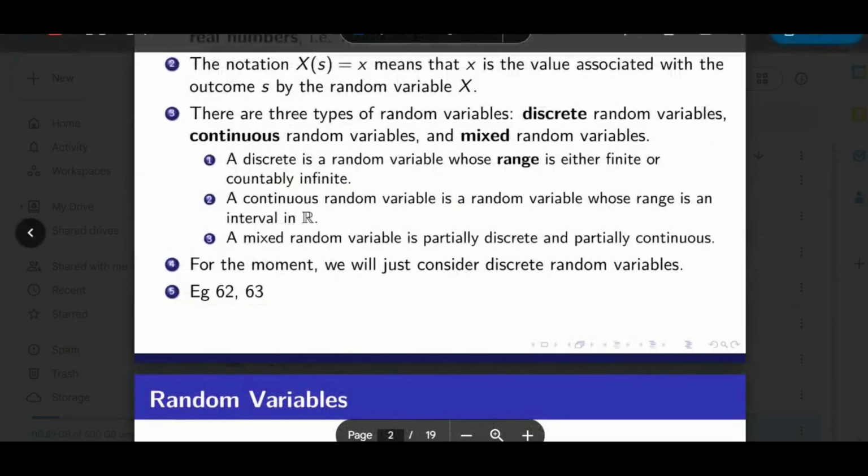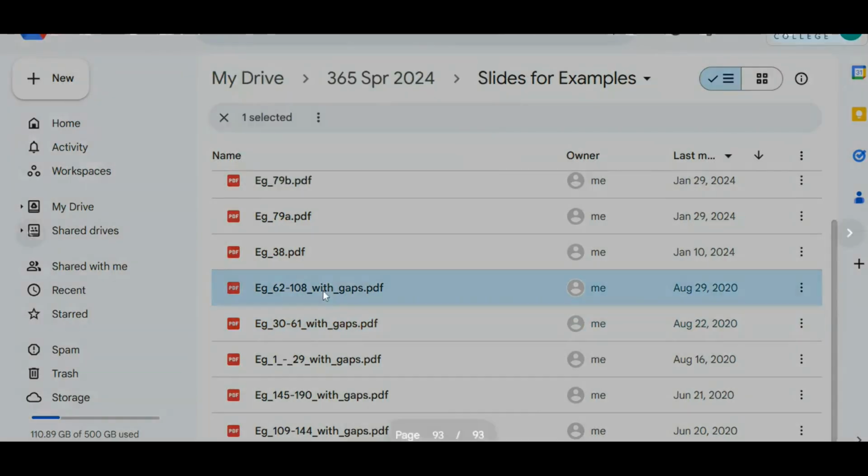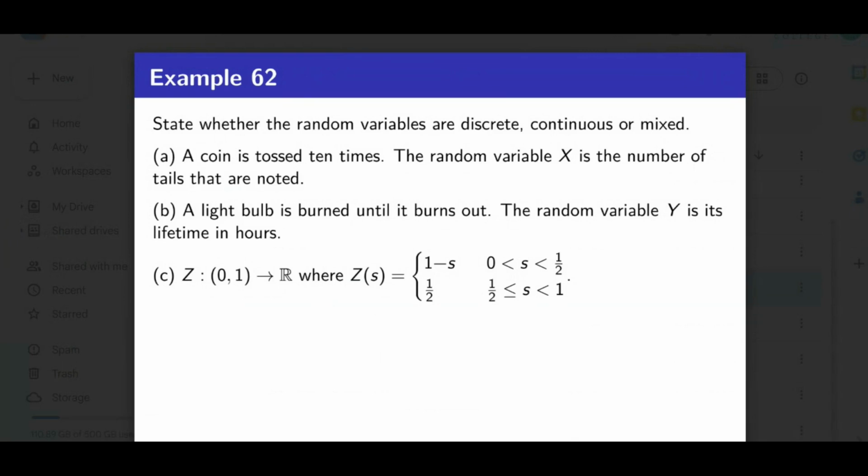Let me give you an example. Before doing that, let's classify. A coin is tossed 10 times, and the random variable is the number of tails observed. I hope you have this as a discrete random variable because of the set of values that the random variable can take. You toss a coin 10 times. How many tails did you get? Anything from 0 to 10, that's a finite set. Therefore, it's a discrete random variable.